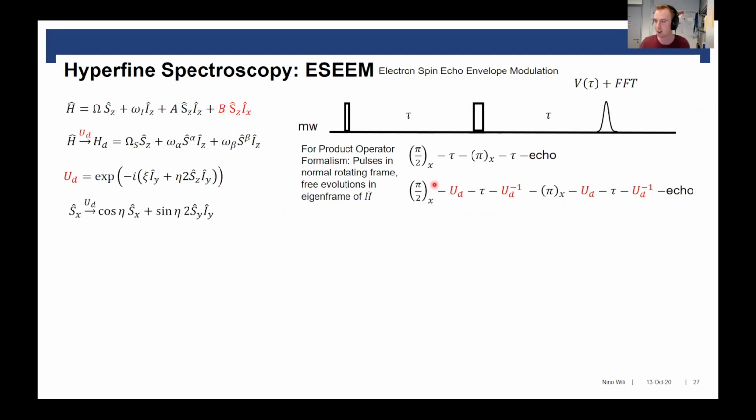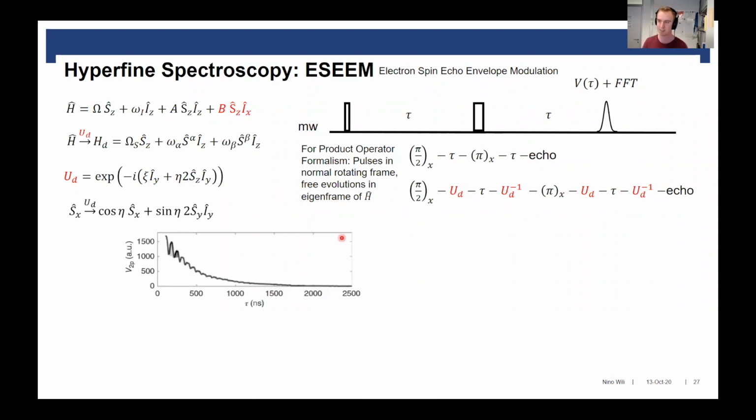So instead of just computing pi half x, tau, pi x, tau, echo, every time you go from a pulse to a free evolution, you have to use this diagonalization operator, which gets very cumbersome very quickly. So it's actually quite a pain to do it even for this sequence. And we, of course, won't do it.